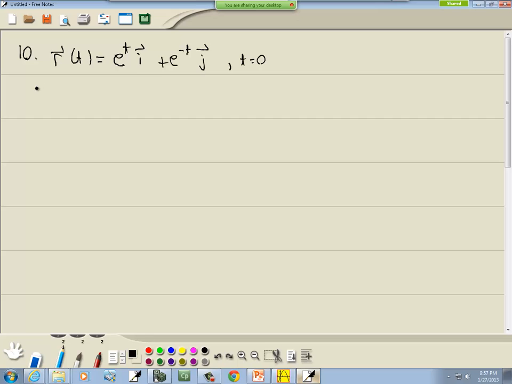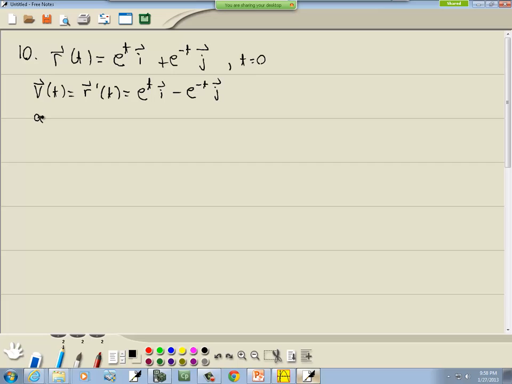Okay, let's find our different pieces. We know we're going to need our velocity. It's not asking for that, sorry, but we need it. So that gives us r prime. The derivative of e to the t is e to the t i. Derivative of e to the negative t is e to the negative t times the derivative of the exponent, which gives us negative e to the negative t j.